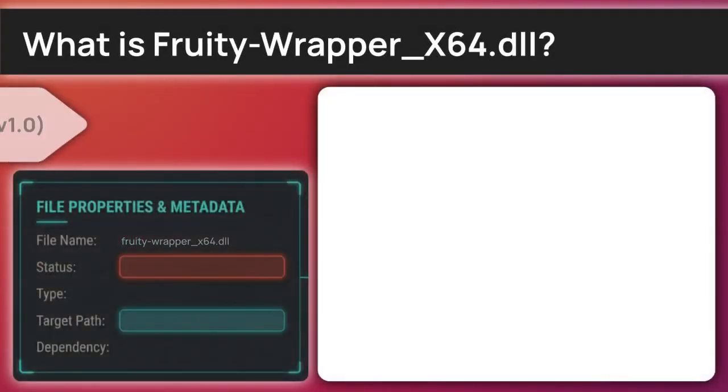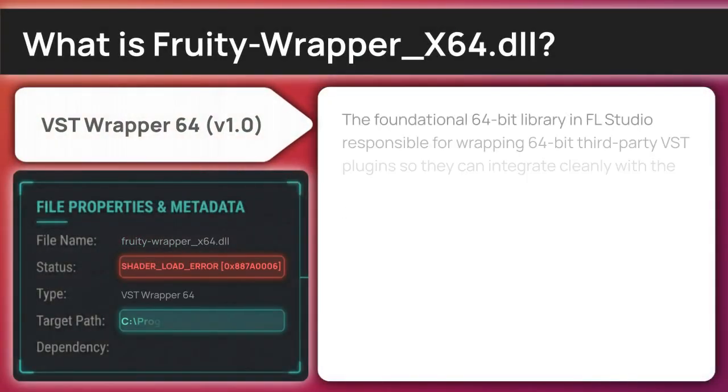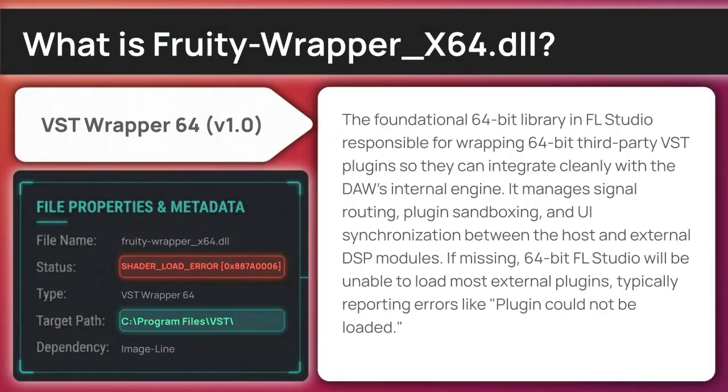This is the Fruity Wrapper 64 module, the foundational 64-bit library in FL Studio, responsible for wrapping 64-bit third-party VST plugins so they can integrate cleanly with the DAW's internal engine. It manages signal routing, plugin sandboxing, and UI synchronization between the host and external DSP modules. If missing, 64-bit FL Studio will be unable to load most external plugins, typically reporting errors like "plugin could not be loaded." Enough of the technical side. Let's get these files back onto your system.